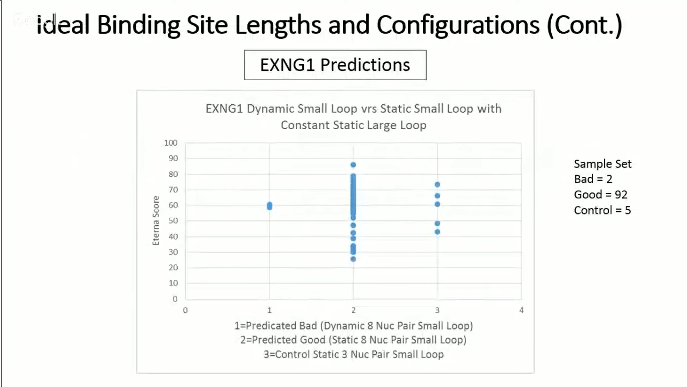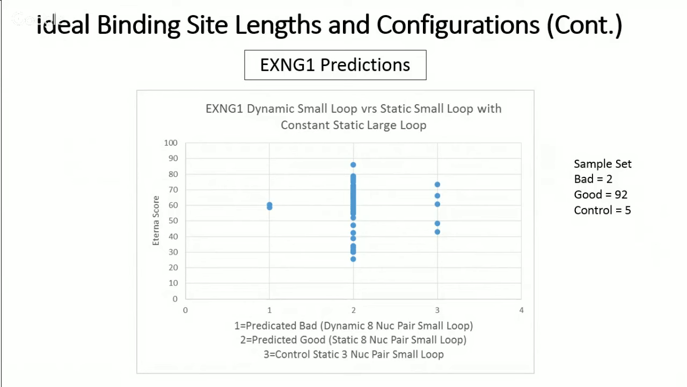So this is my prediction. This is Sarah's predictions for exclusion NG1. And you can see here that 1 is predicted bad, 2 is predicted good. And you can see the sample sets on the right here. The bad only had two samples, the good had 92, and the control had 5.